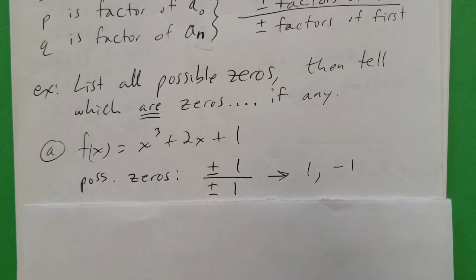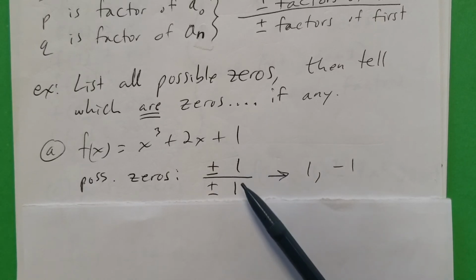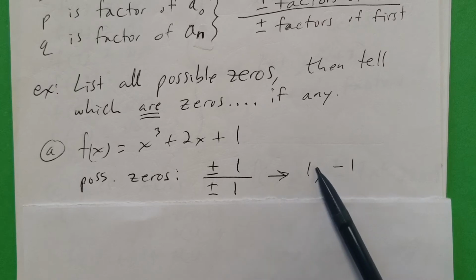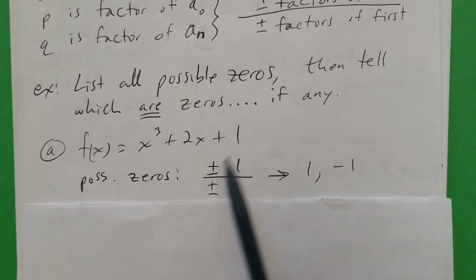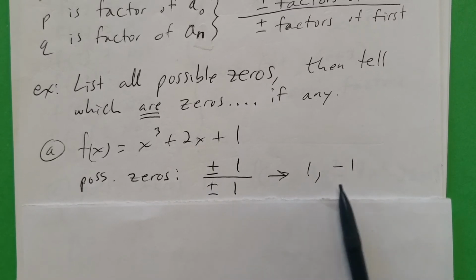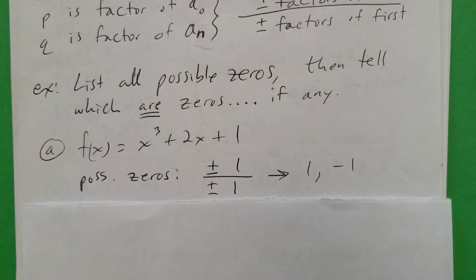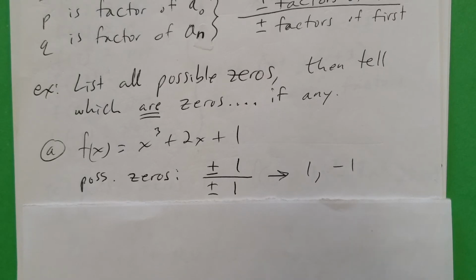So we have to take positive, negative, all of these factors, and put them together. If we take positive 1 over positive 1, we have 1. If we have negative 1 over negative 1, it's still 1. If we have positive 1 over negative 1, it's negative 1. So if you look at all the combinations here, these are your only possible zeros, 1 and negative 1. Okay? If you still don't get it, I still got 2 more examples. You will get it. Hang in there.